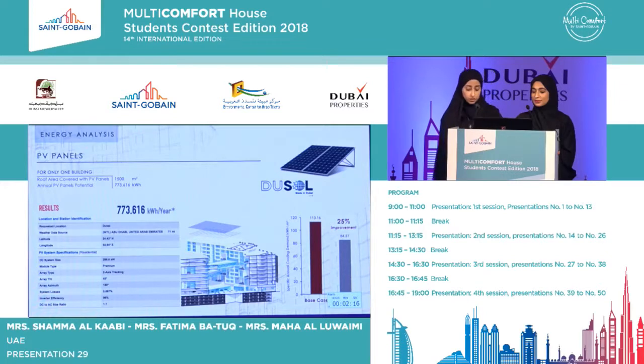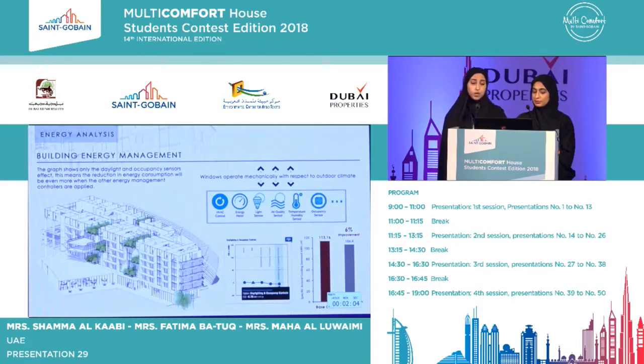The PV panels will be located on the highest rooftop of each building, based on a product chosen from a company located in Dubai. The PV panels achieved 25% improvement. We implemented the building energy management system, which will have daylight and occupancy sensors to control the artificial lighting and its intensity. This improves the base case by 6%.